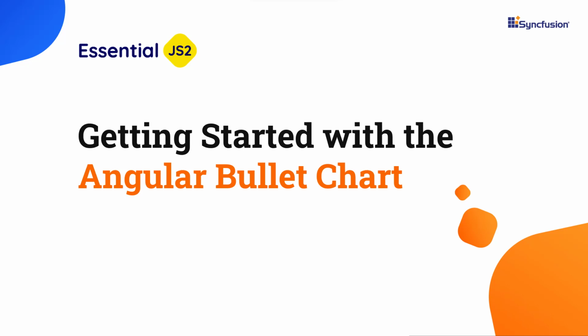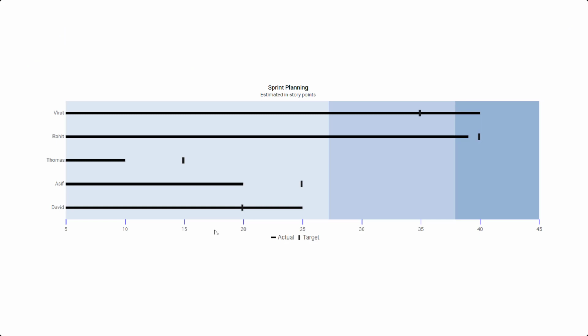Hi everyone, welcome to this video tutorial on how to create an Angular application and configure the Syncfusion Angular Bullet Chart component in it. Using the Angular Bullet Chart, you can compare the values of two measures. In this example, an individual's completed story value is compared to a target value.